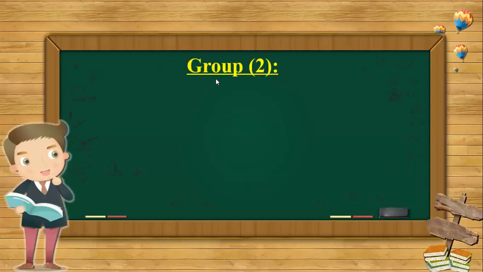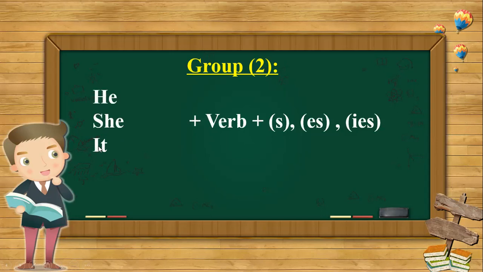Group two. Like we said, in group one we had four subjects: I, we, they, you. What do we have left? We have he, she, and it.